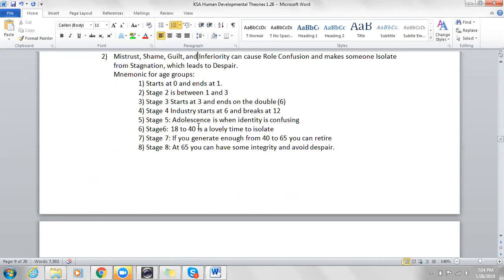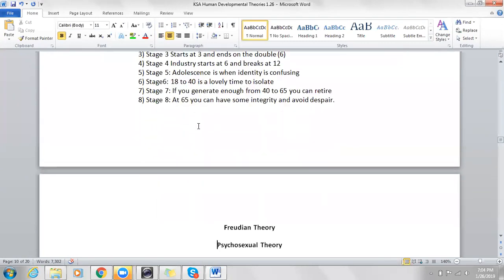Stage 5, adolescence, is when identity is confusing. Age 18 to 40 is a lovely time to isolate for stage 6. Stage 7, if you generate enough from 40 to 65, you can retire. At age 65, you can have some integrity and avoid despair. So a little clever way to remember those. Any questions on good old Erikson's?